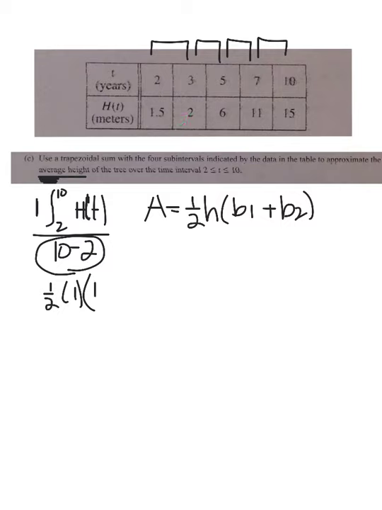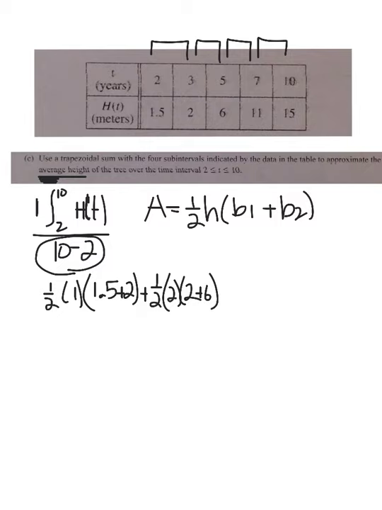All right, so 1.5 plus 2. All right, let's go to the next one, 1/2. Well, the height for that one is the distance from 3 to 5. So that would be 2. So we've got 2 times, and then those bases are 2 plus 6.